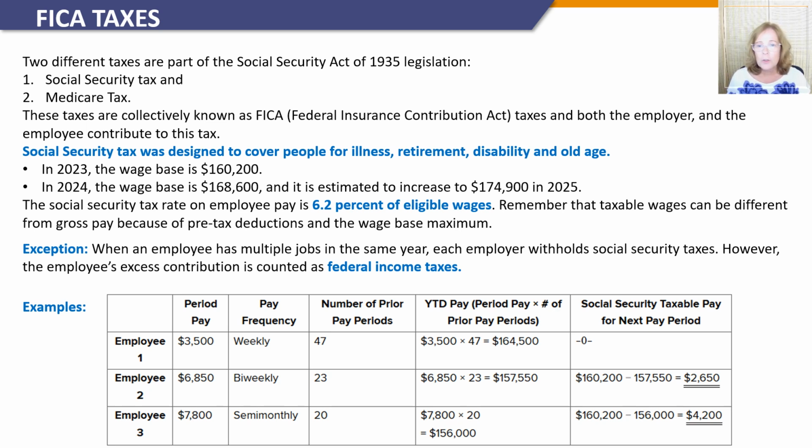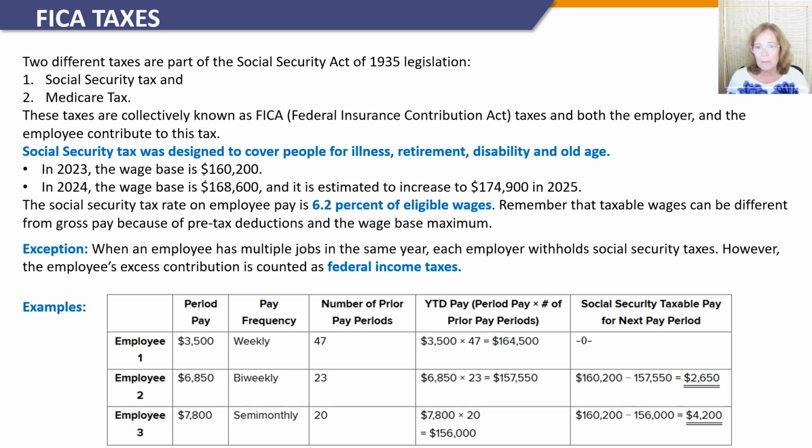The Social Security tax rate is 6.2% on eligible wages. And remember that taxable wages can be different from gross pay because of pre-tax deductions and the wage base maximum. There's an exception, though. When an employee has multiple jobs in the same year, each employer withholds Social Security taxes. However, the employee's excess contribution is counted as federal income taxes, which means that you get a credit for it on your annual tax return as if you had paid federal income tax. The employer's contribution is not refunded, though.